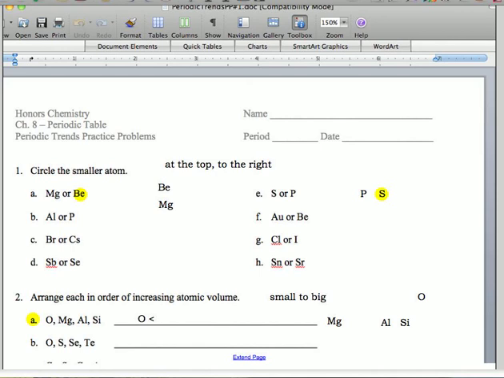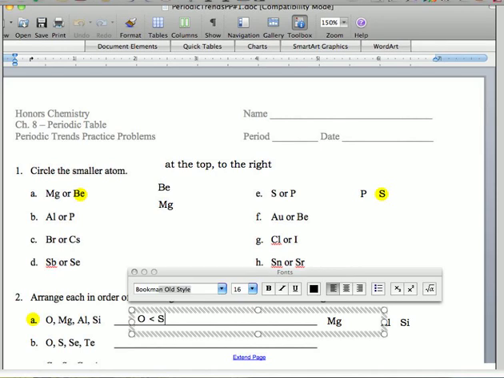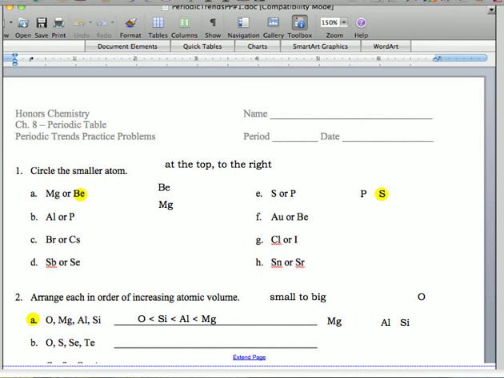So we would say oxygen is less than silicon, is less than aluminum, and is less than magnesium. So again, you're going to be working on this for the rest of the period. You can check your answers, but that's what you're looking for.